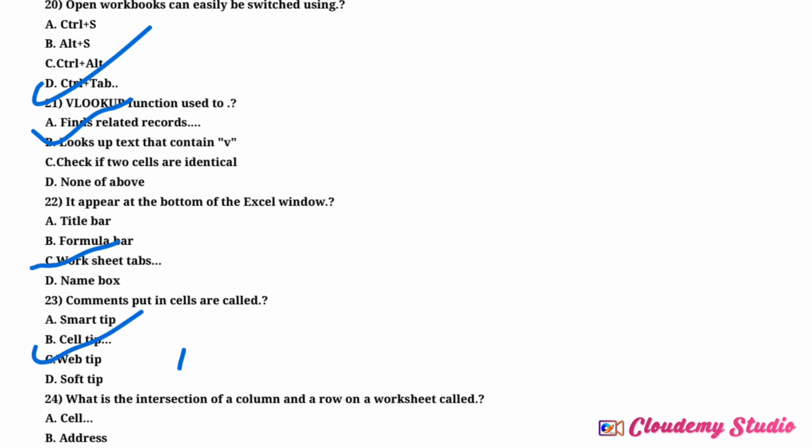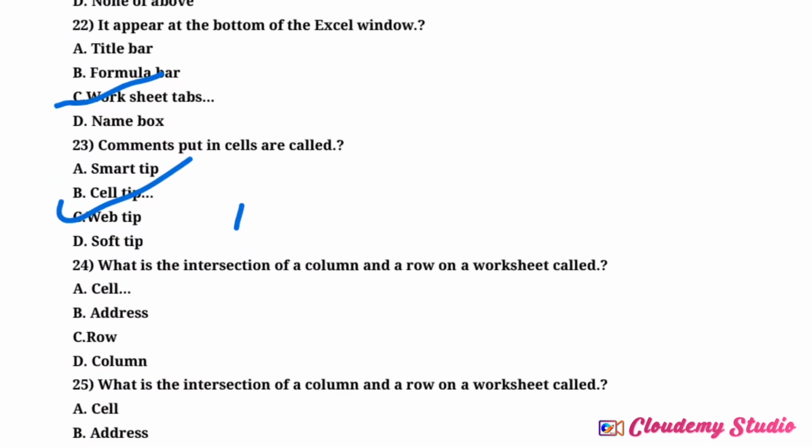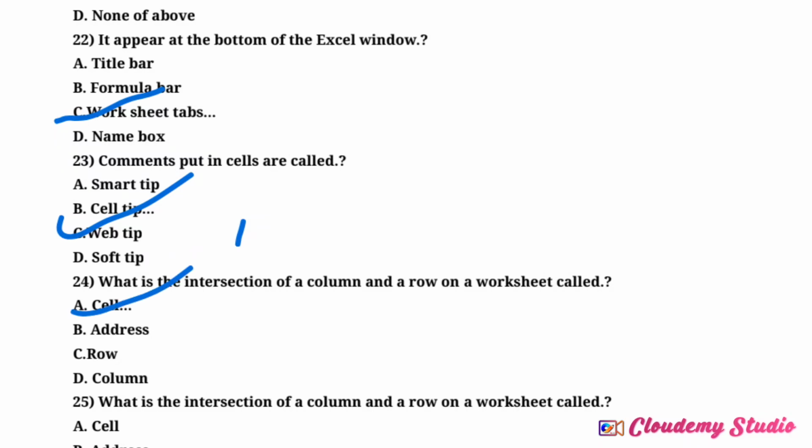What is the intersection of a column and a row on a worksheet called? Correct answer, option A, cell.